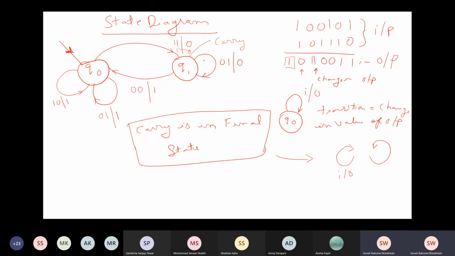That's it. This is how you draw a particular state diagram. Now let me just give you one example and you try to draw it. We will see one more example over here. Is this clear this much? Yes, ma'am.